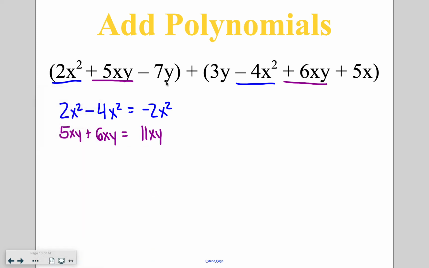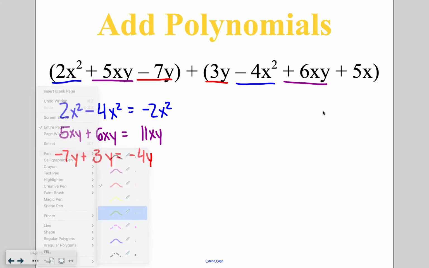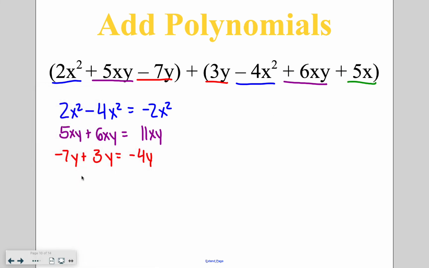Moving on to the next term, I've got negative 7y, and then I have plus 3y, which is going to give me negative 4y. And then I have this 5x all by itself at the end. That can't be combined with anything else, so it just stays as 5x.